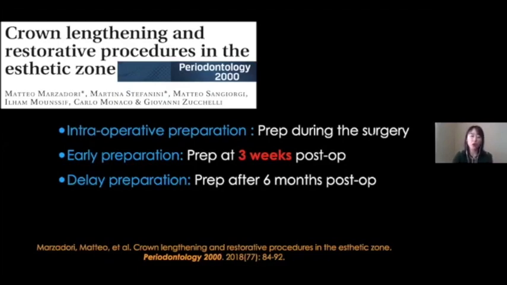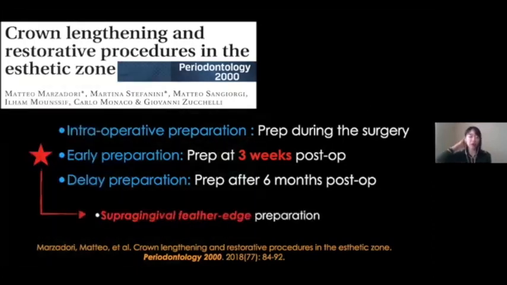For the first one, of course, you can imagine the downside is that you have to deal with all this blood, water, and high speed, so it might be a little bit messy. That's why I always use the 3 weeks post-op. I will show you a case quickly to illustrate how this works. The key point for this early preparation at 3 weeks is you cannot do a subgingival preparation. You have to do a supragingival feather edge preparation. In this way, you don't interfere with the healing.